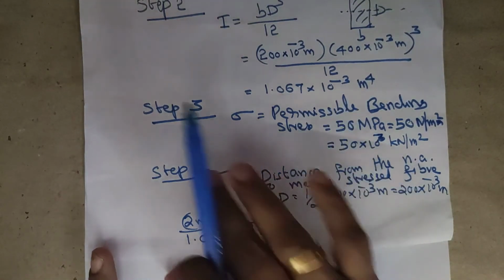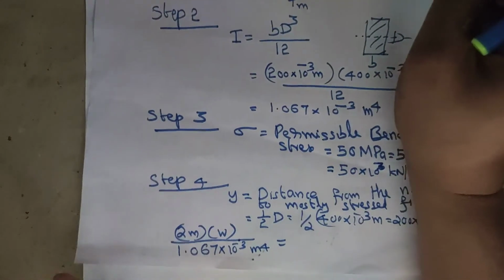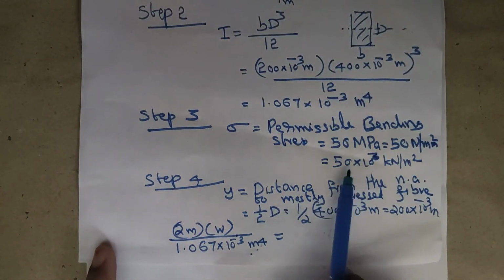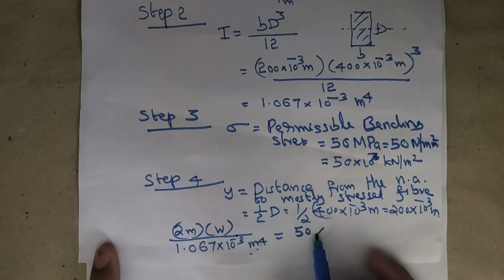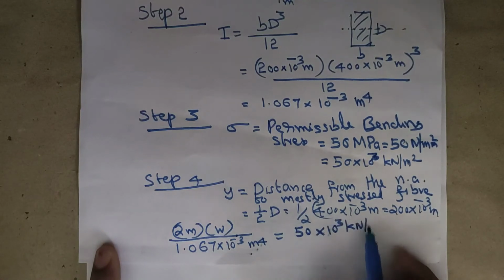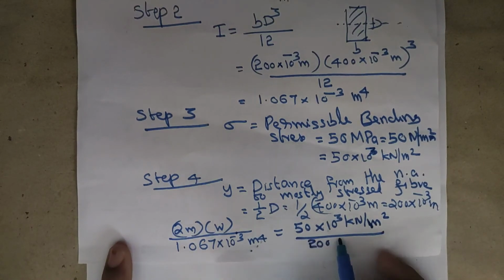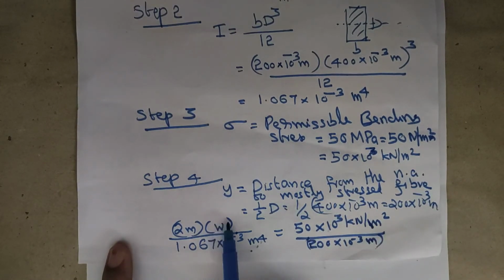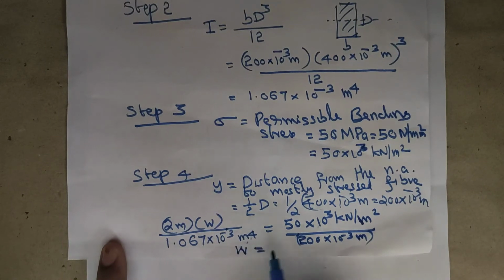equals sigma by Y. See, the right hand side is the sigma by Y. And what is sigma and what is Y? Sigma we have computed in kilonewton per meter square as 50 into 10 to the power of 3, divided by Y as 200 into 10 to the power of minus 3 meters. And that will give you the value of this W, the load that can be placed on the beam. And that W will be equal to, let us solve and find out.